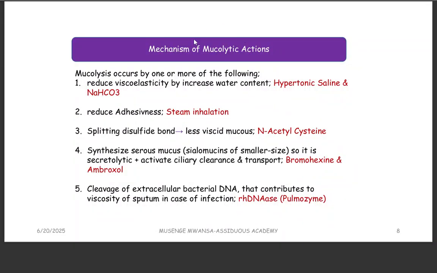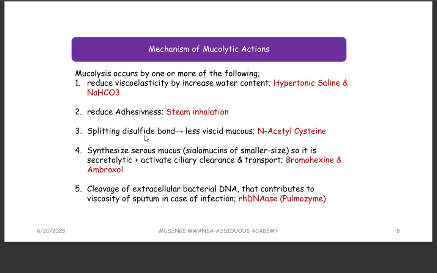The mechanism of action of mucolytic agents: number one, they reduce viscoelasticity by increasing water content. If you remember mucus the way it is, if you increase water content in it, it means that it is going to be now thinner. Examples of the agents that do that, you have got hypertonic saline and sodium bicarbonate. And then also to reduce adhesiveness, the ability to attach to the surfaces in the respiratory tract, you have got steam. Like if you inhale steam, it can do that.